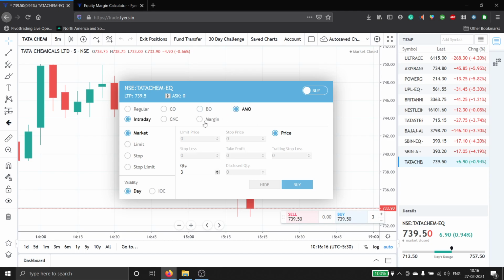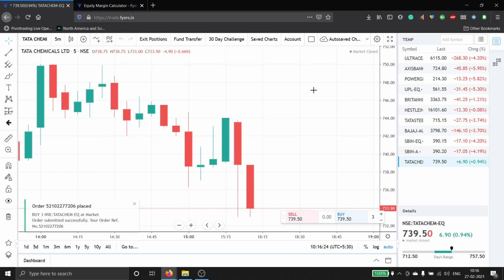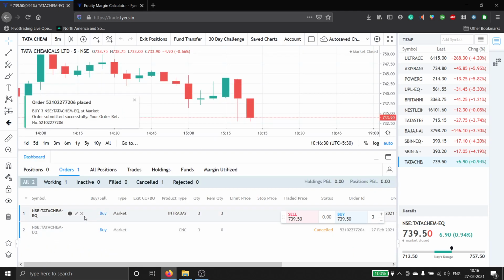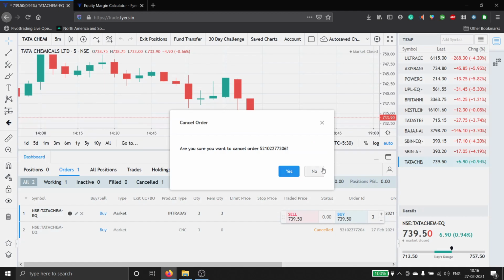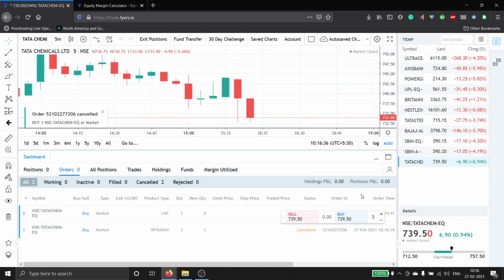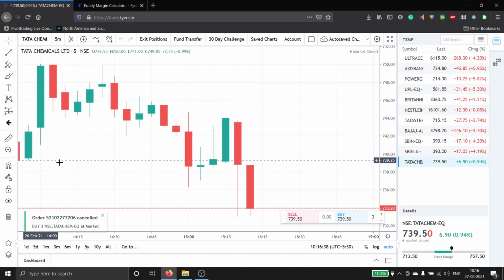After market, I have already explained, if the market is closed, you can take this order. So these are the different types of order that you can take, and you can click on buy. Your orders will be created. All right, so I'll cancel this. So my orders are cancelled. So this is how you order from the dashboard.